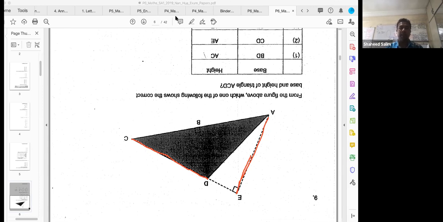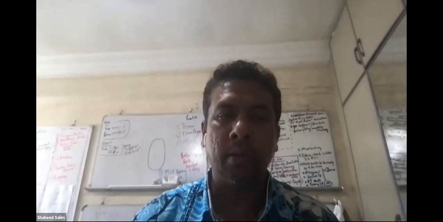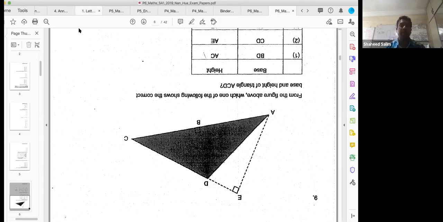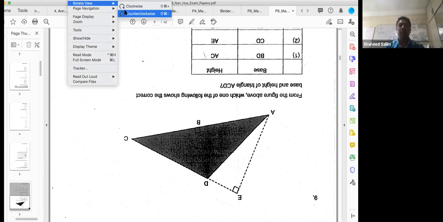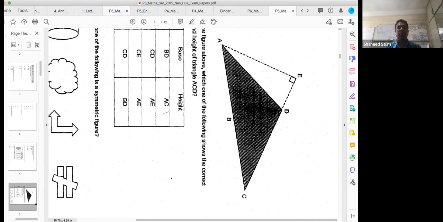Let me get you back. Oh, hold on. Just hold on. Oh, it's still upside down. Rotate one more time.